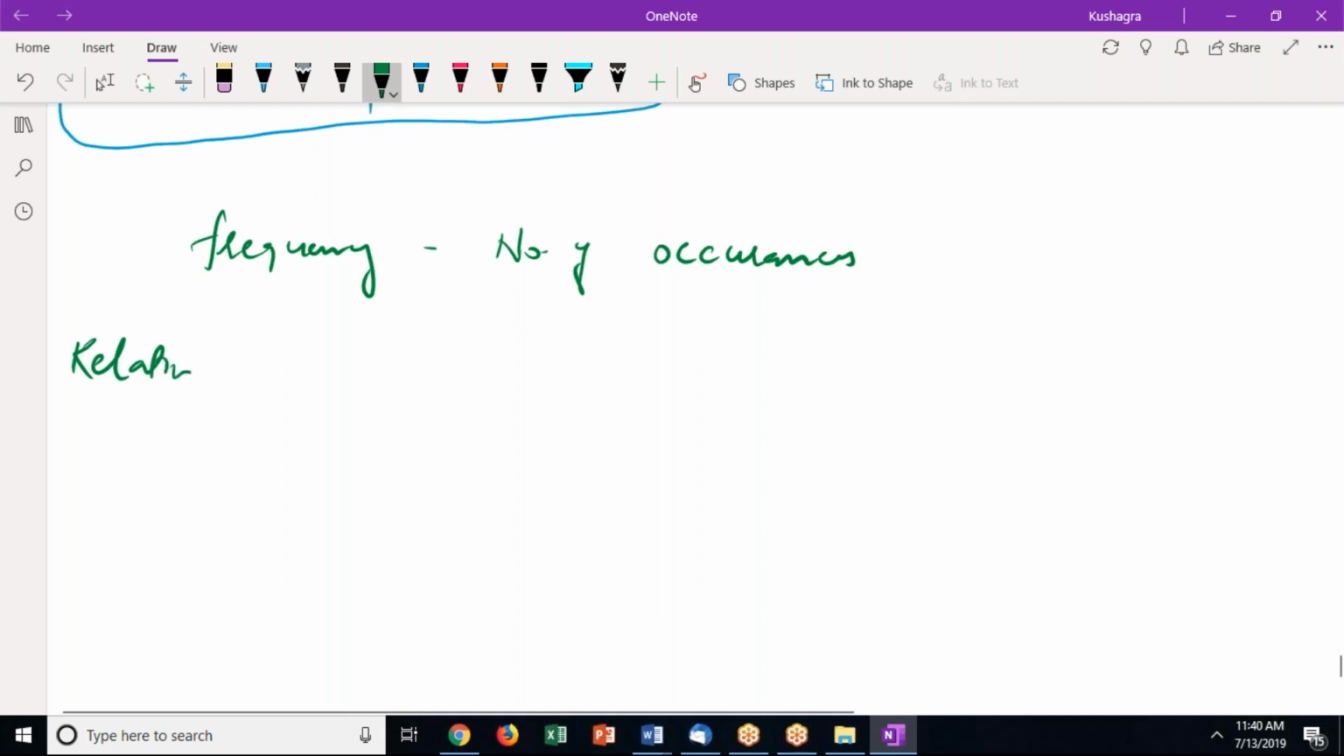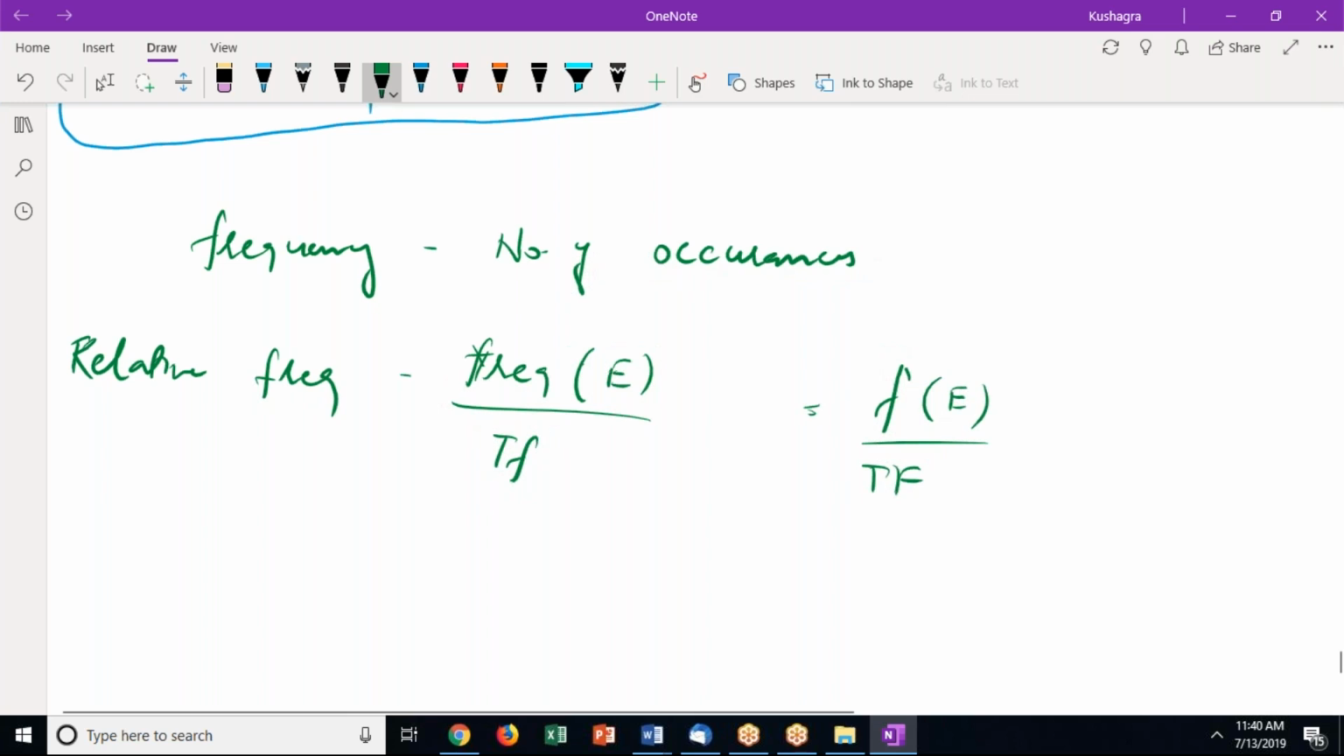Then there's another thing called relative frequency. What is relative frequency? For a particular variable, it's the ratio of that frequency divided by the total frequency. So the frequency of a given event E with respect to total frequency is my relative frequency. Relative frequency is also known as proportion. So proportion and relative frequency are one and the same thing, correct?